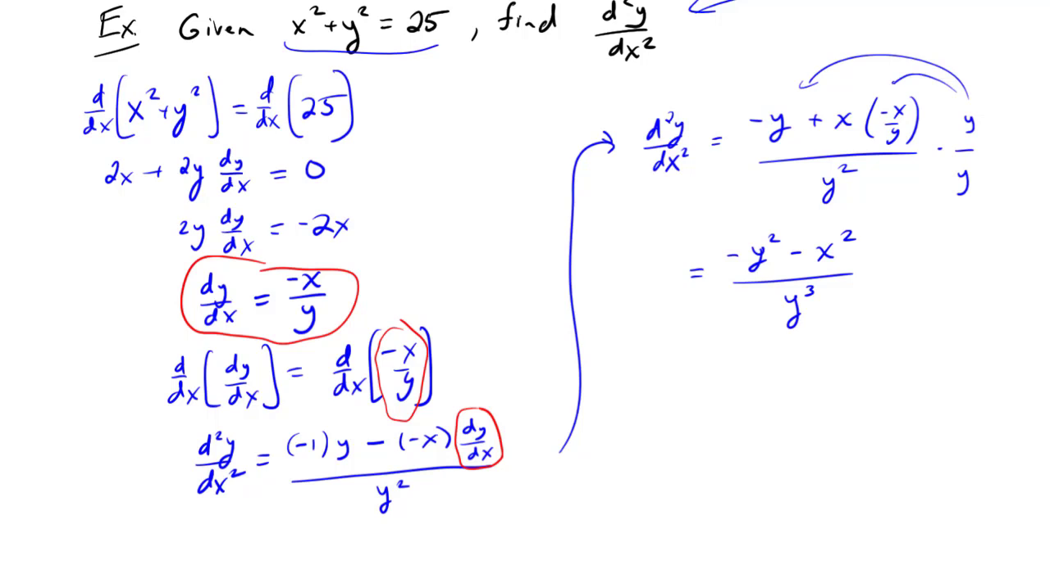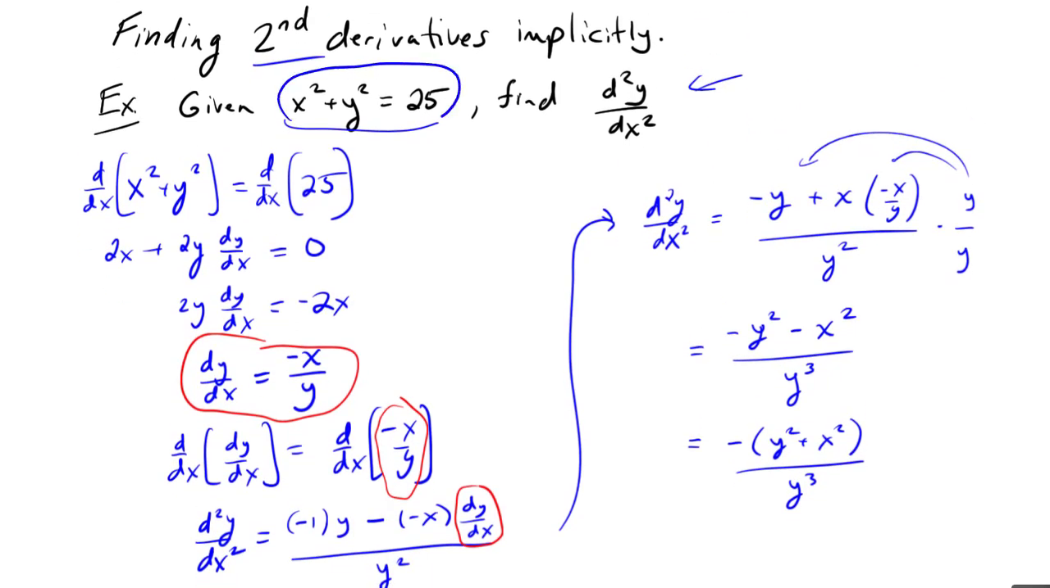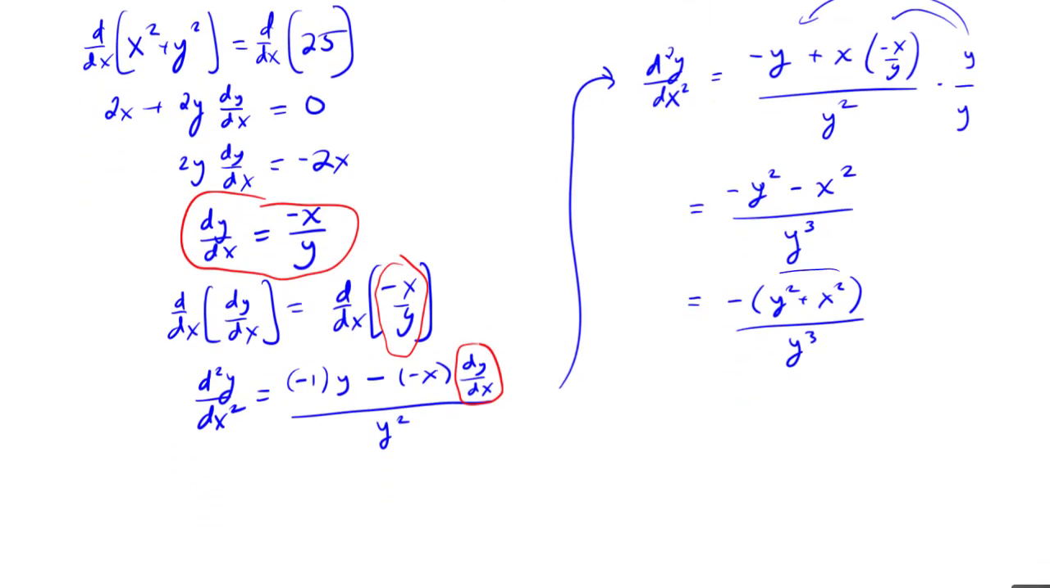Okay, now that looks good. But notice I could actually go a little farther. What if I did minus y squared plus x squared all over y cubed? Doesn't look like it made a big difference, but remember how this problem started. Given that x squared plus y squared is 25. Oh, so this right here is actually 25. So I could actually say minus 25 over y cubed, and that's my second derivative.